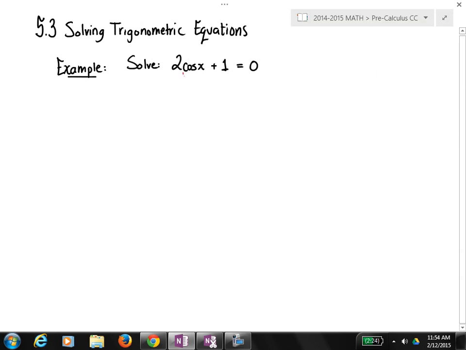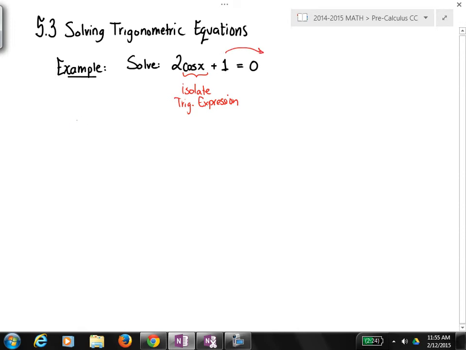What you want to recognize for solving is that you want to isolate the trig expression. Now, in some cases, you may have more than one trigonometric expression, in which case you may need to do what we did in 5.1, simplifying trigonometric expressions to reduce them to a single trig expression. So this one's fairly simple. I'm going to move over the one using algebra skills.